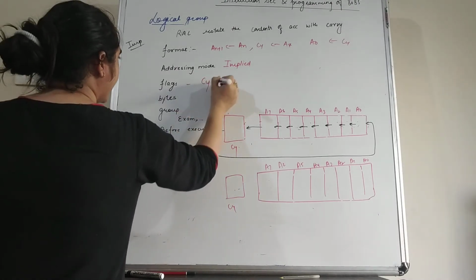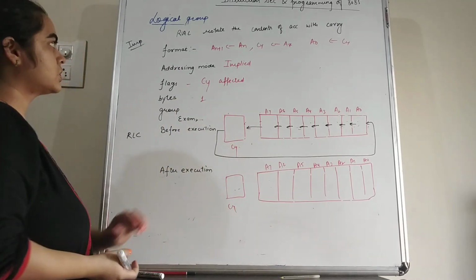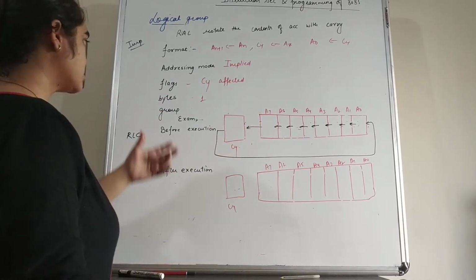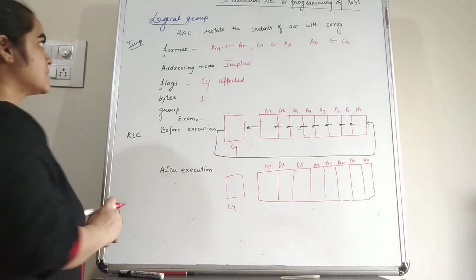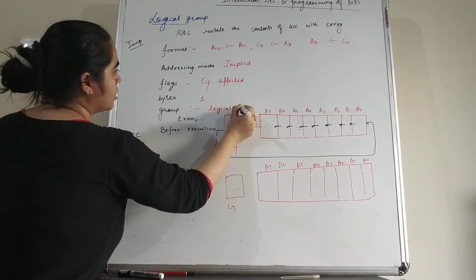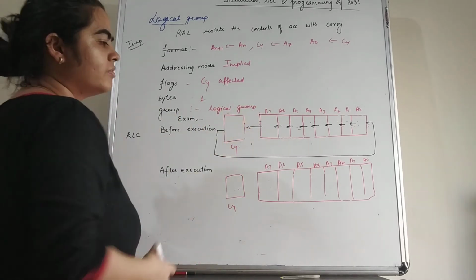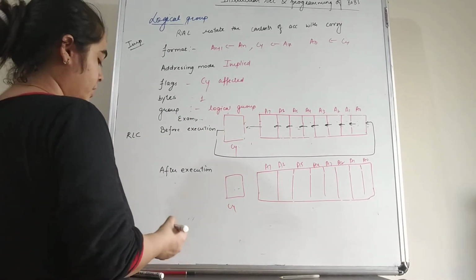Next is flag. So only carry flag is affected. It is a 1 byte instruction, because under this group all the instructions occupy 1 byte. Next is group. So the group of this instruction is logical group. Now students, we can take an example, with the help of that we can say how the value of the accumulator is changed.